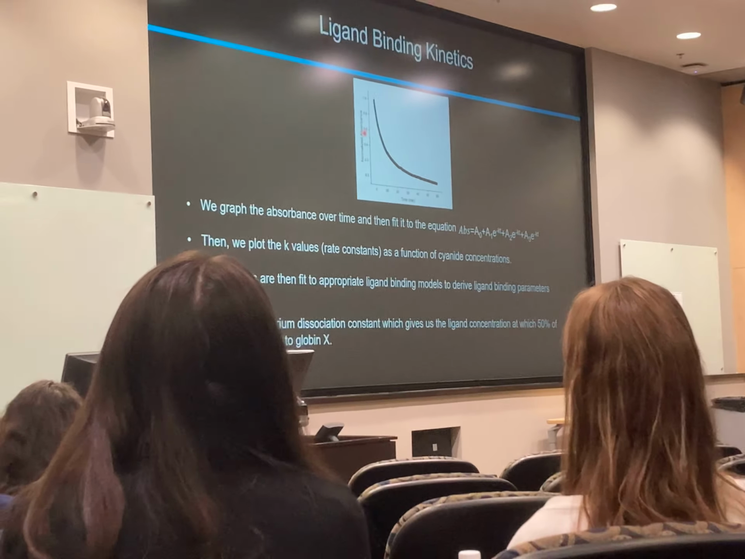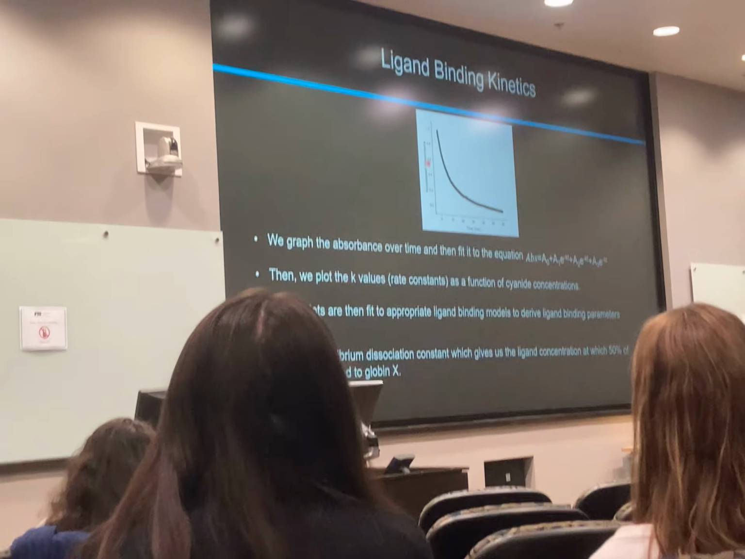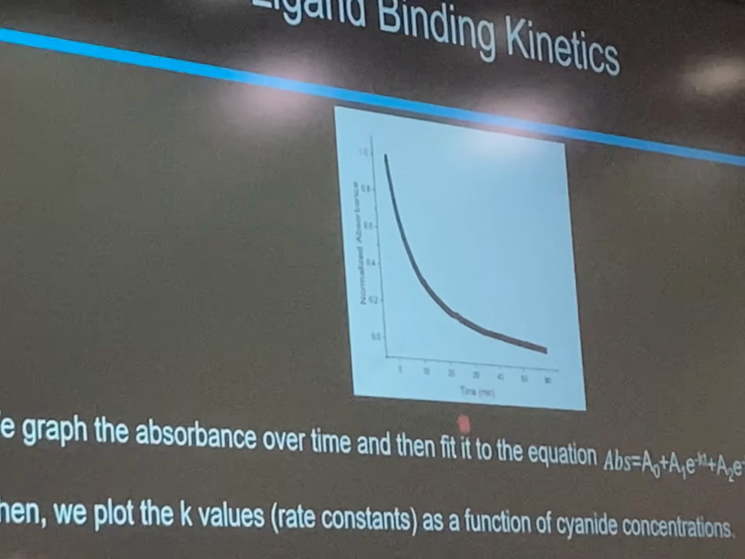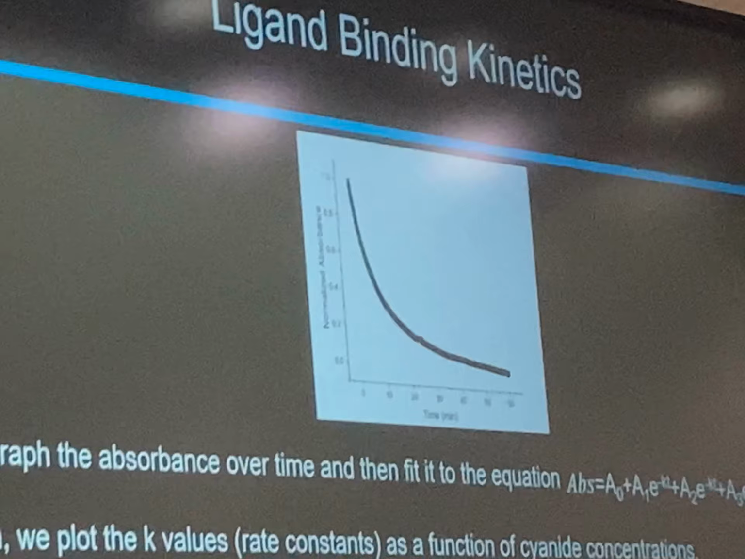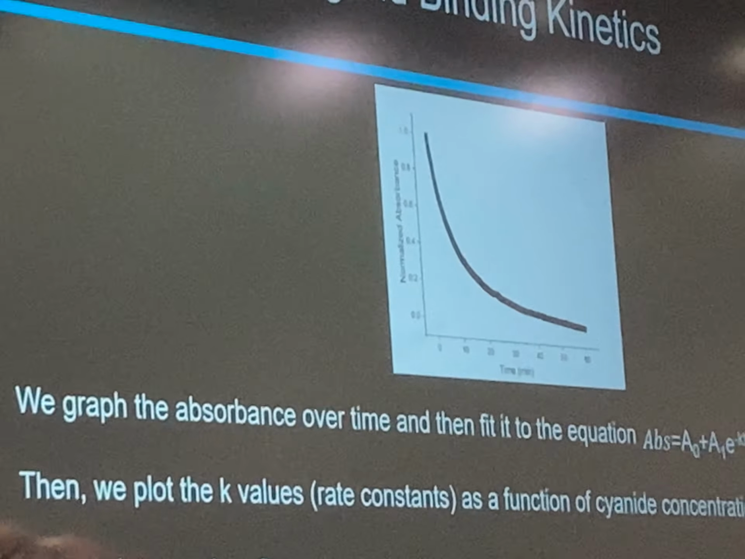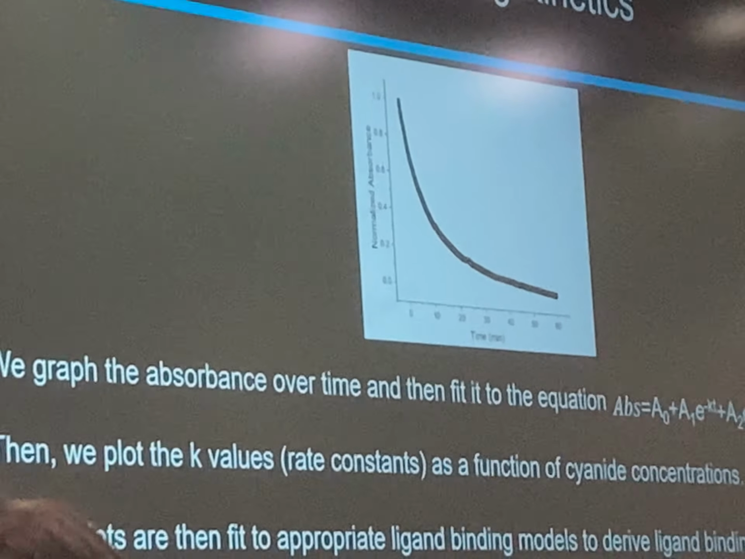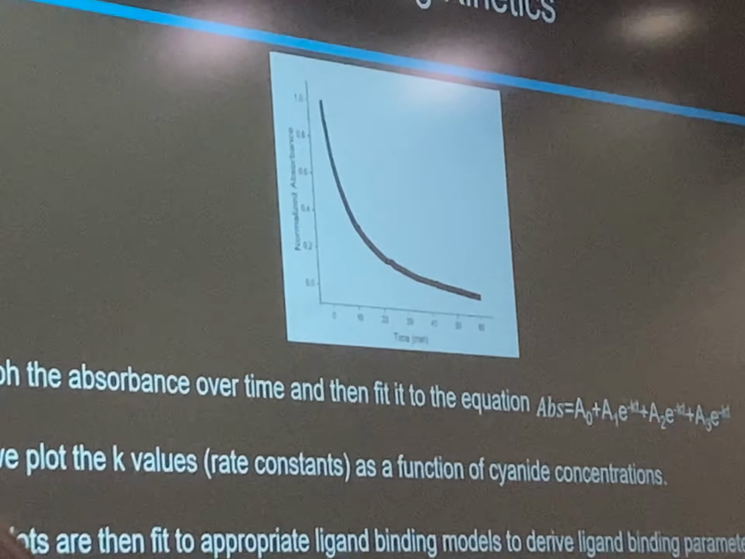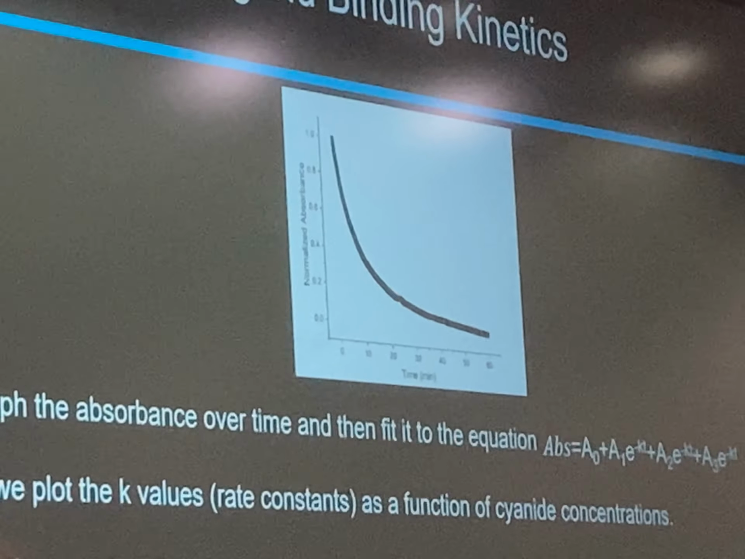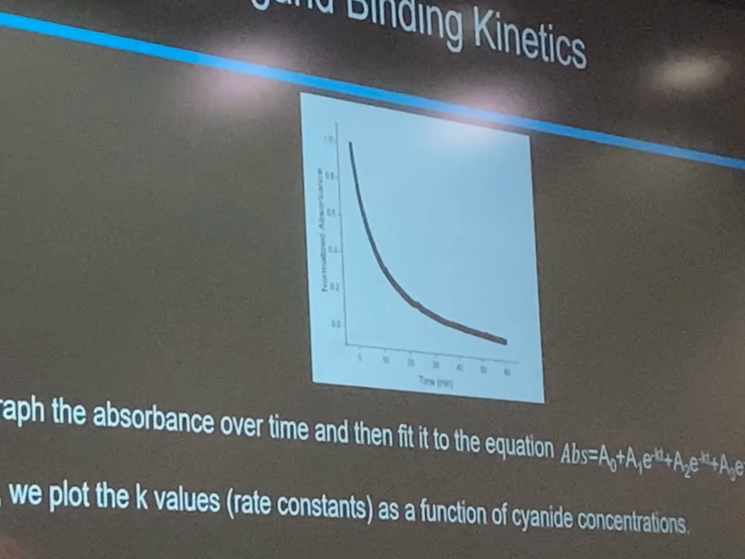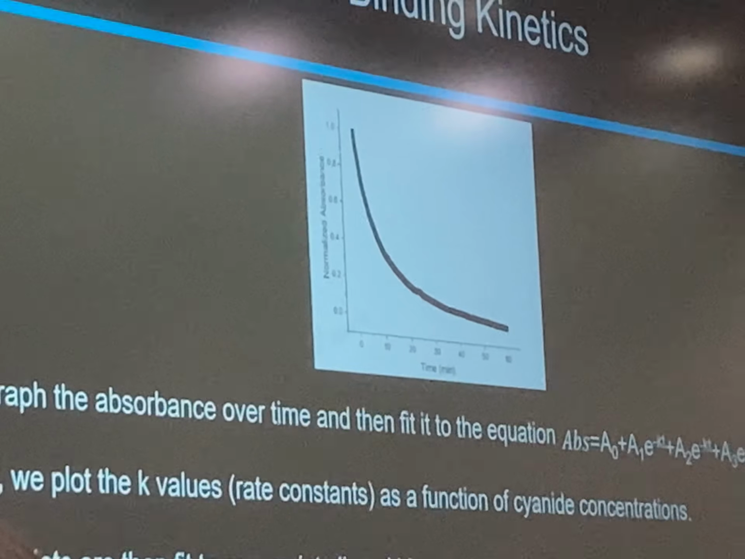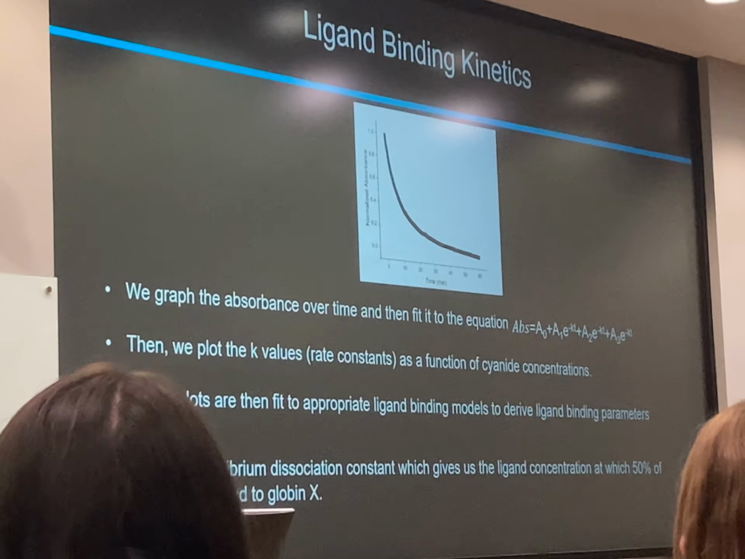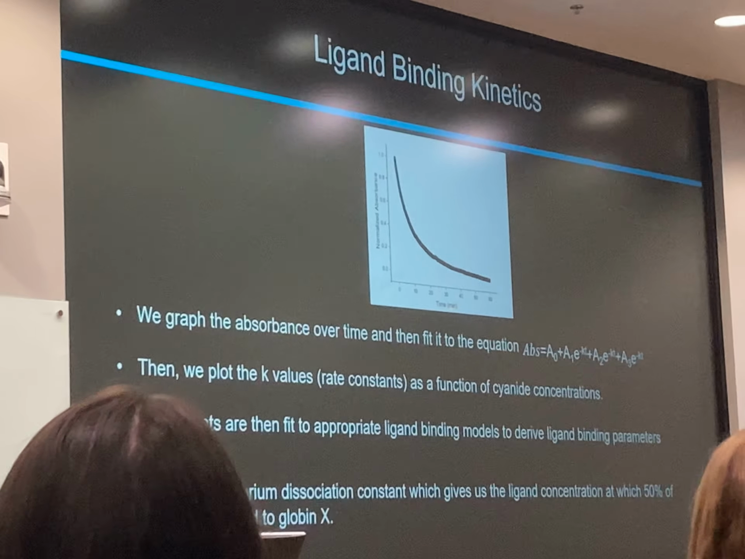Now, what did we do after that? We took that absorbance value and graphed it over time. See, absorbance over time. Then we fit it to the equation shown there. After that, we plot the rate constant, so how quickly that cyanide bound to the globin X, as a function of cyanide concentrations. After that, we fit that to appropriate ligand binding models to derive what is known as KD. KD is just the ligand concentration at which 50% of the globin X is bound to cyanide.